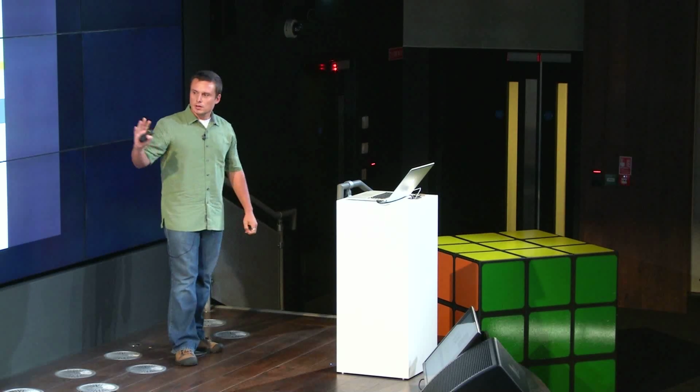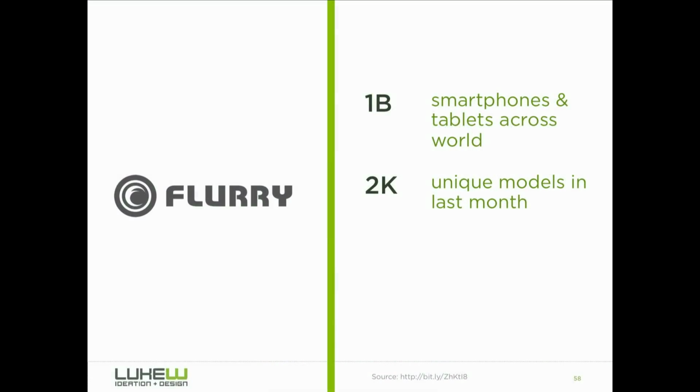But before I do that, let's actually take a look at, so it's cool, there's lots of different size screens in the world, okay. But what are people actually using? Remember I kept harping on, this is sales data, this is shipment data. Flurry, which runs mobile analytics on about 1 billion smartphones and tablets, looked at 2,000 unique devices in a month and looked at what represented about 80% of that use.